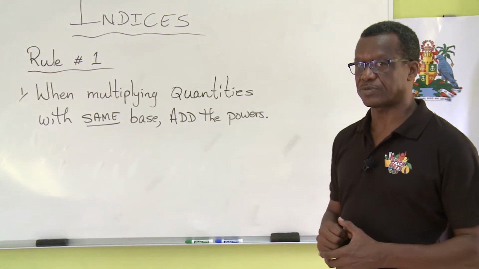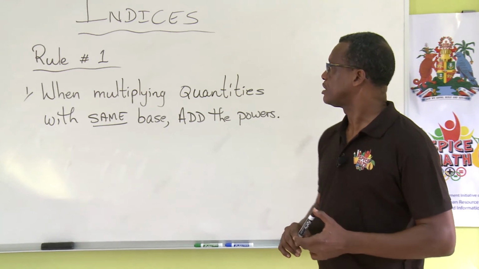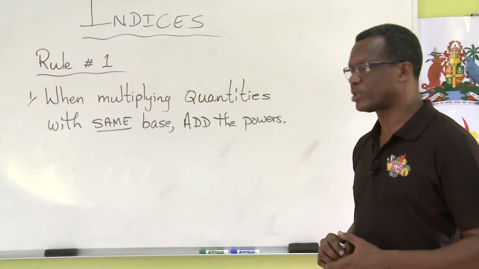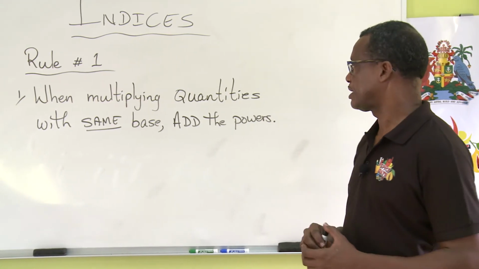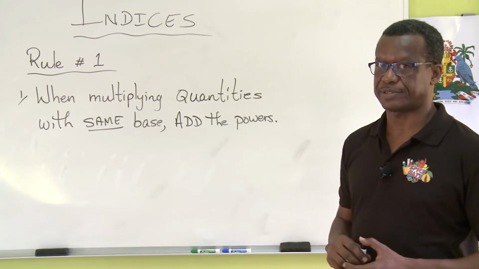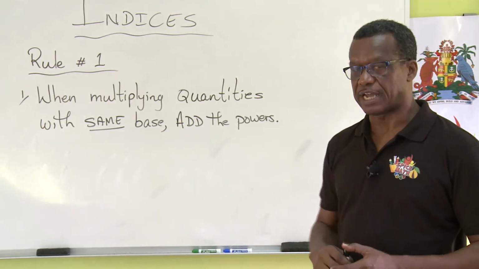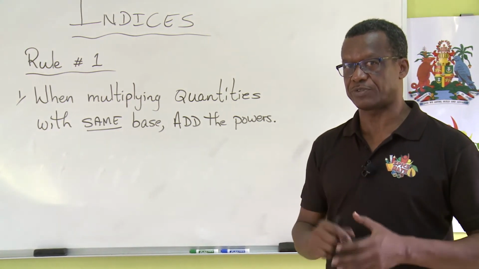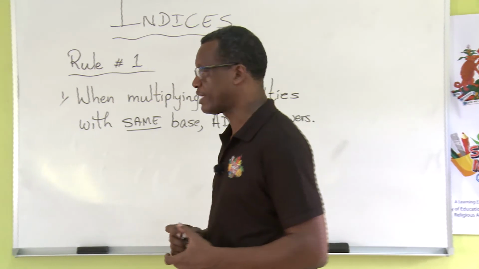Okay, let's see if we can say it. We can say it together. When multiplying quantities with the same base, you add the powers. Now there's a little activity I'm going to give to you to see if you can apply this rule.